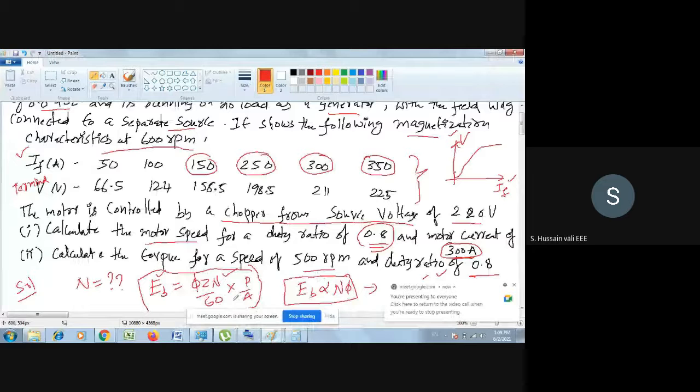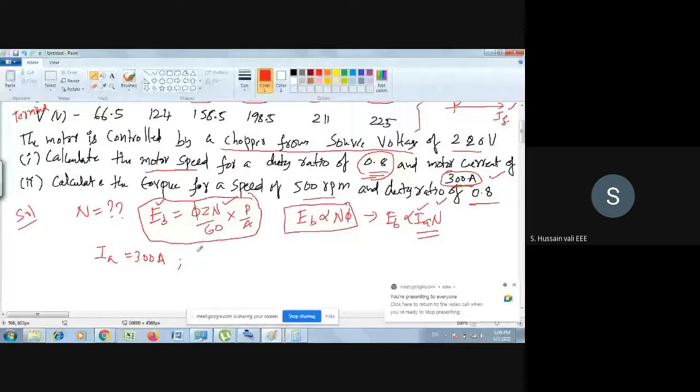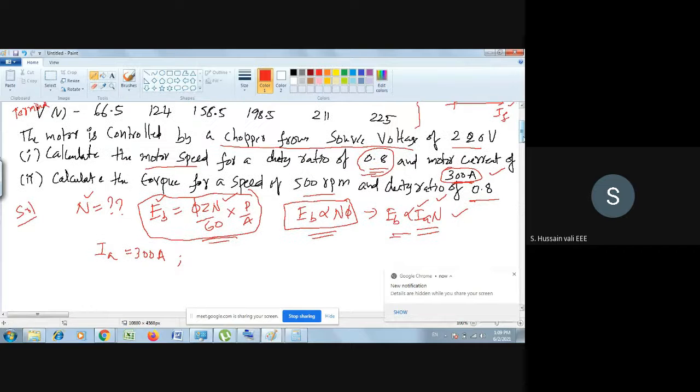So, please see here now. We are searching how to do this. The question is to calculate the motor speed for a duty ratio of 0.8 and motor current 300 ampere. Now, what I am doing is searching which equations have speed. This is one equation, EB is equal to φNZ by 60 into P by A. So I can write EB proportional to N into φ, because φ is also variable, and φ depends upon IA. So EB is proportional to IA into N. That I can write.